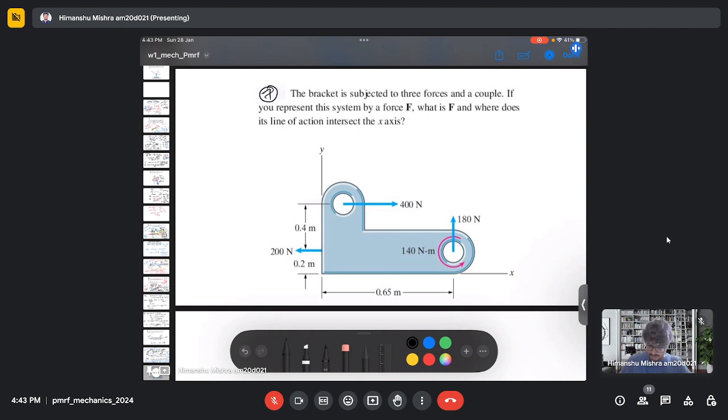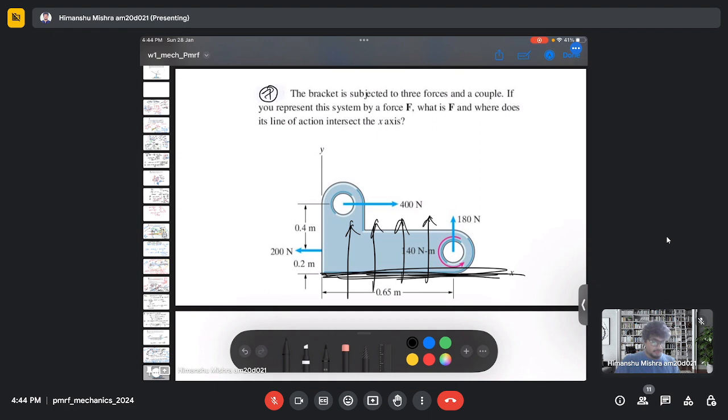So first we need to find the force F, and that can be easily found by using the summation rule. And then we have to find the line of action where this force F is located along the x-axis. So here we have an x-axis, and this line of action is along this x-axis. So the force might be here, or here, or here, and so on. And in order to find the line of action, we will use the moment summation.